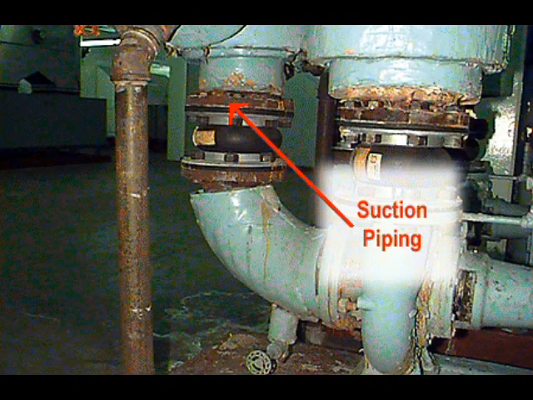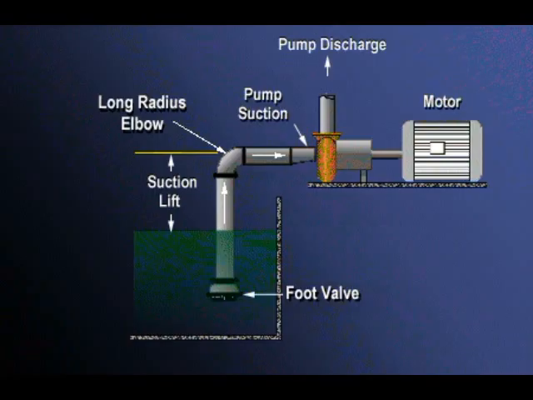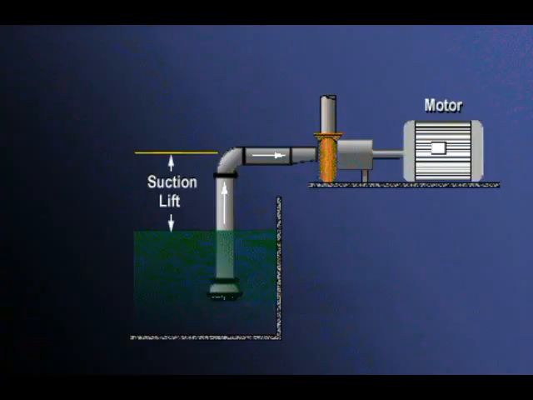First of all, the appearance and structure of the suction piping will depend on whether the liquid to be pumped is above or below the level of the pump. The diagram shows the suction pipe structure when the liquid to be pumped is below the level of the pump. These are important points to consider about suction piping when the liquid being pumped is below the level of the pump. First, note the term suction lift in the diagram.